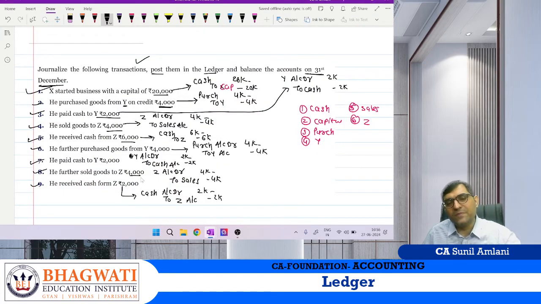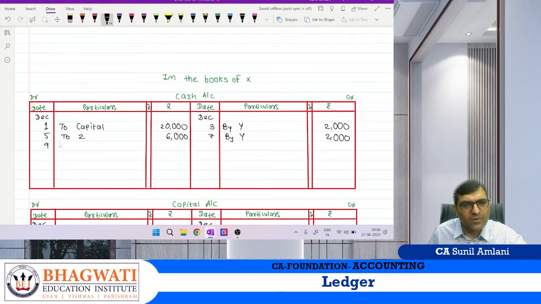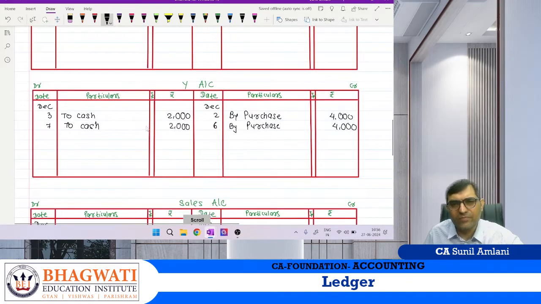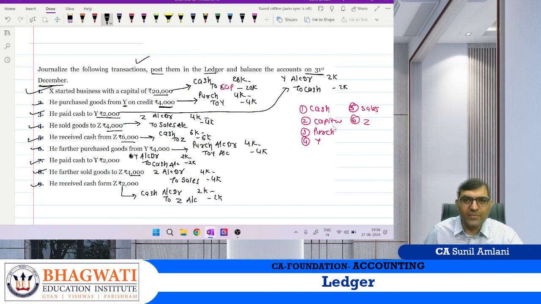We are receiving cash from Z, 2,000. Cash account debit to Z, 2,000. 9th, to Z, 2,000. And here Z, by cash, 2,000. Over. Now we do not know when the accounting year is ending, right?